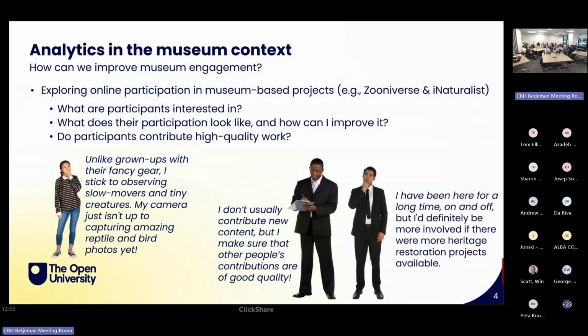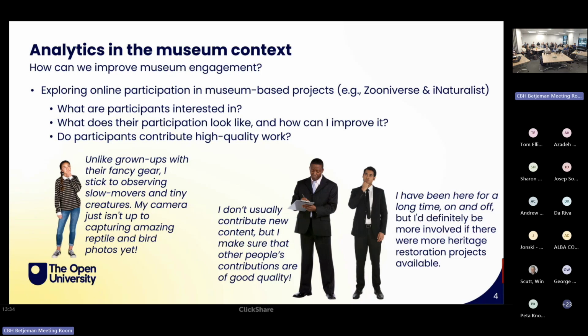So how can we improve museum engagement? So we were looking with natural history museums at how young people participate in online and hybrid citizen science programs that are facilitated by museums. And the museums really wanted to find ways to engage the young people more and not lose them on the way. So again, we tried to use the data analytics from platforms like Zooniverse and iNaturalist to understand how they participate, what they are interested in, how can we improve their participation, and whether what they are contributing is good enough for you to use in your investigations.